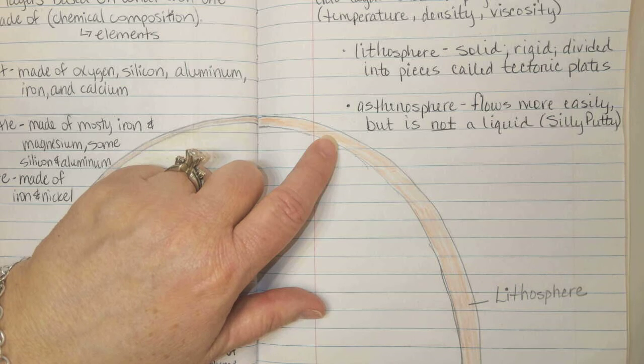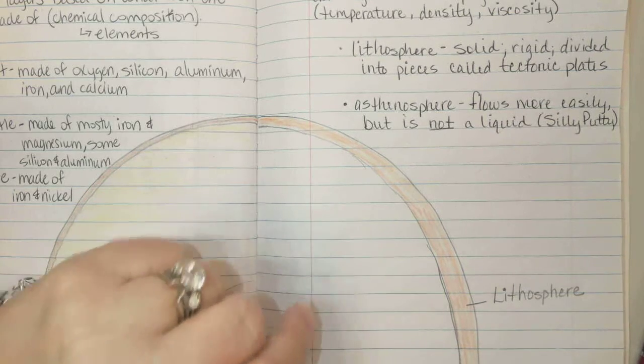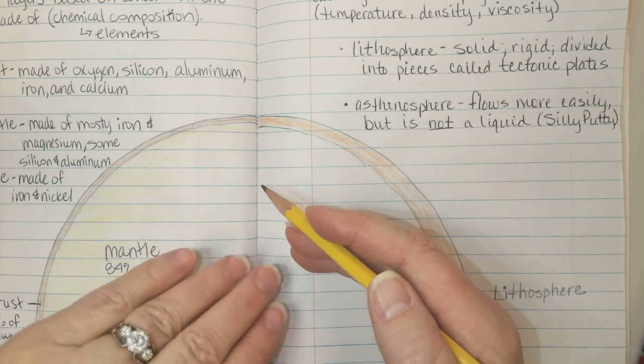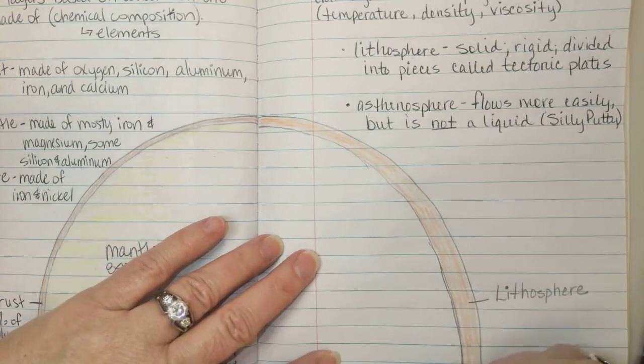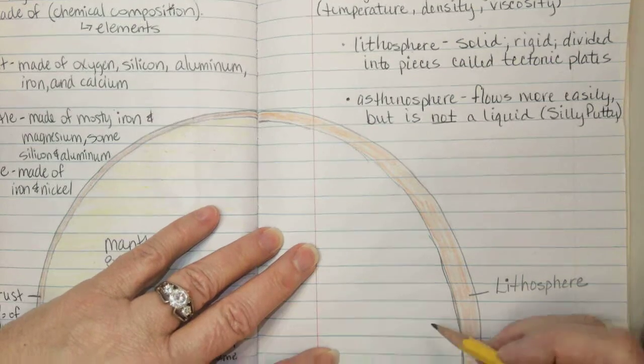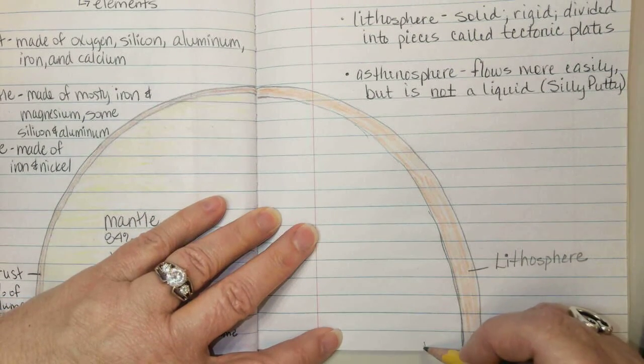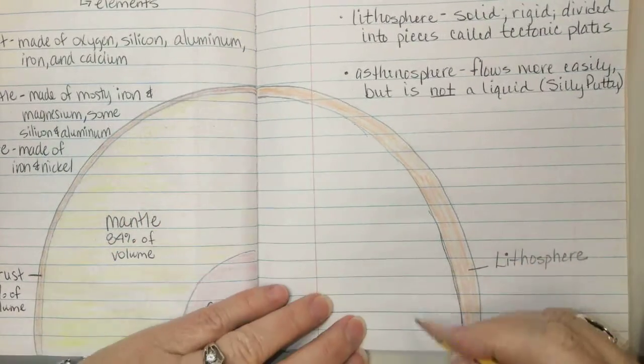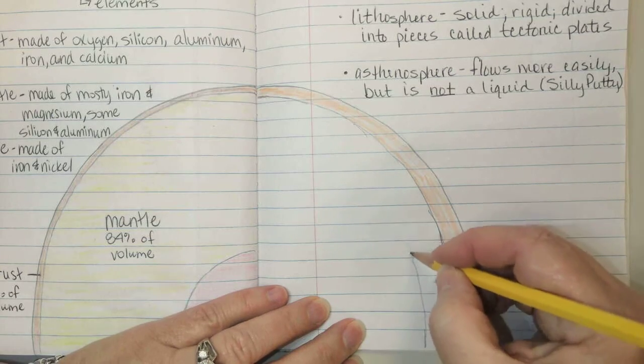All right, so the asthenosphere, again, is a solid, but it's not a liquid. It's more fluid than a solid, but it's not completely liquid. It's more like silly putty. So when we draw the asthenosphere, I told you that it doesn't extend very deep into the upper mantle. So we're going to make it about this thick because, like I said, it doesn't extend very far up into the upper mantle.